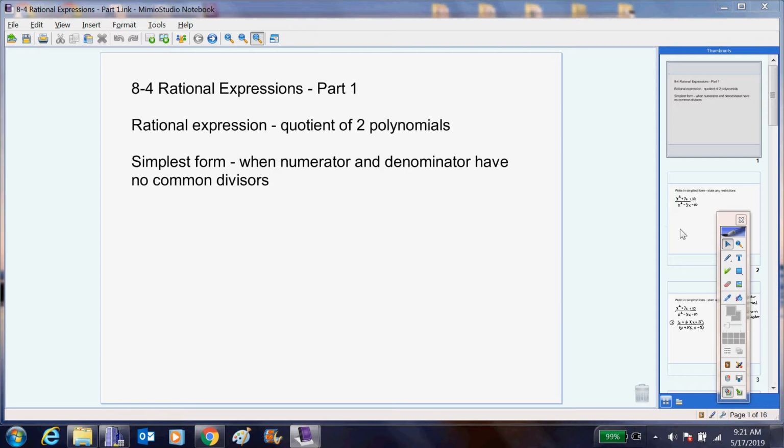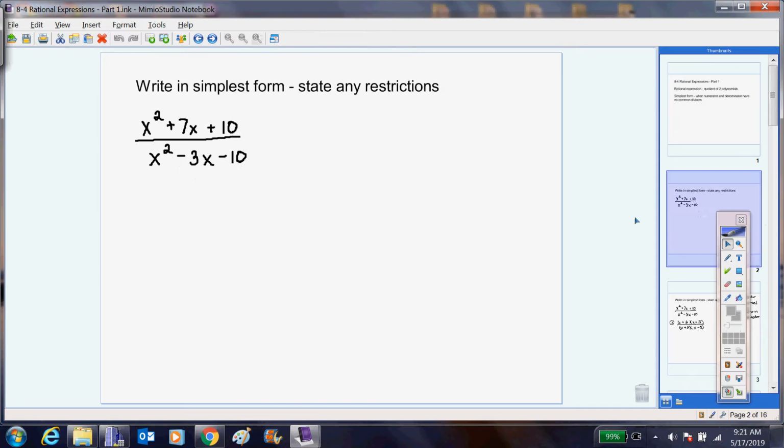So what that means is you're going to be looking for things that can cancel in the numerator and the denominator, things that are equal. However, you can't cancel out things like this 10 here because they're part of a sum. You can only cancel out factors, things that both the numerator and denominator could be divided by. So we have to break them down into factors first.